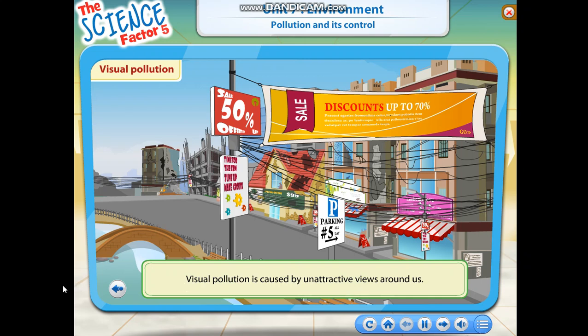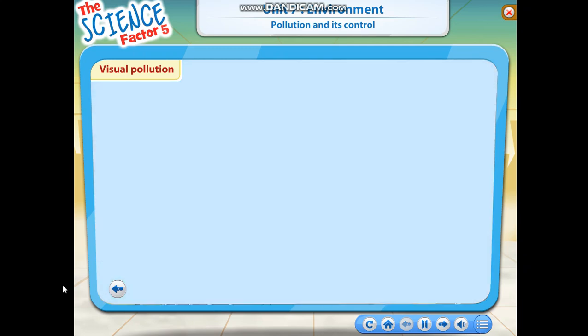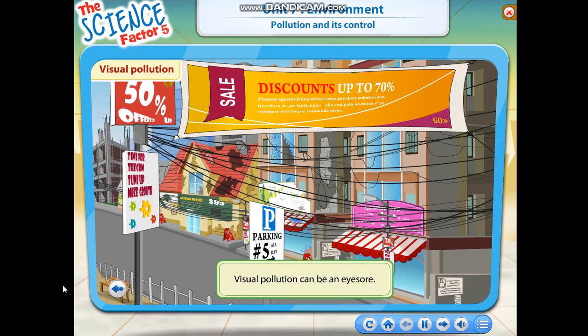Visual pollution is caused by unattractive views around us. Unattractive views can be the presence of large objects on the landscape like towers, power lines, advertising hoardings, dirty buildings, and construction sites. Visual pollution may not harm us physically, but it can be an eyesore. It can make our environment very unpleasant to look at.